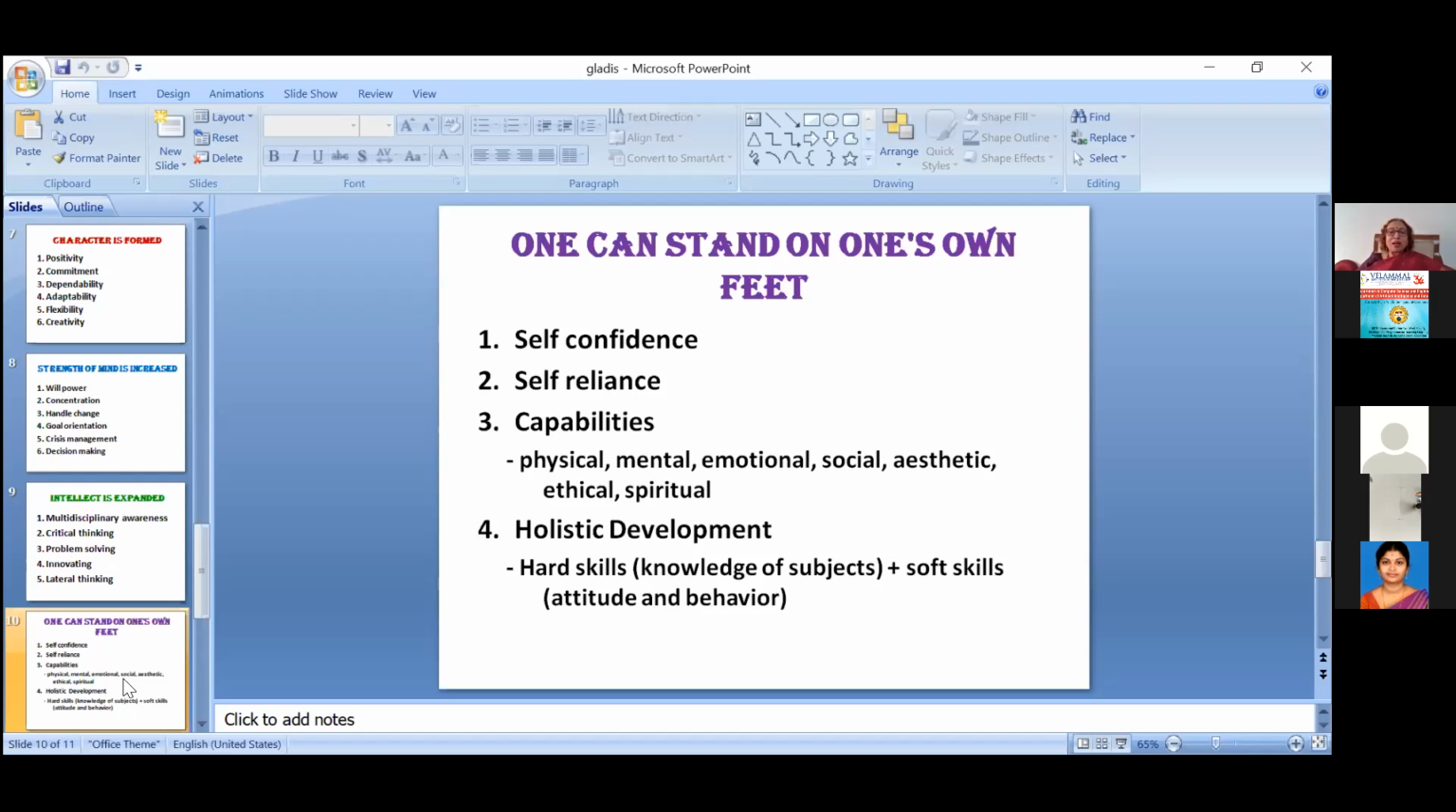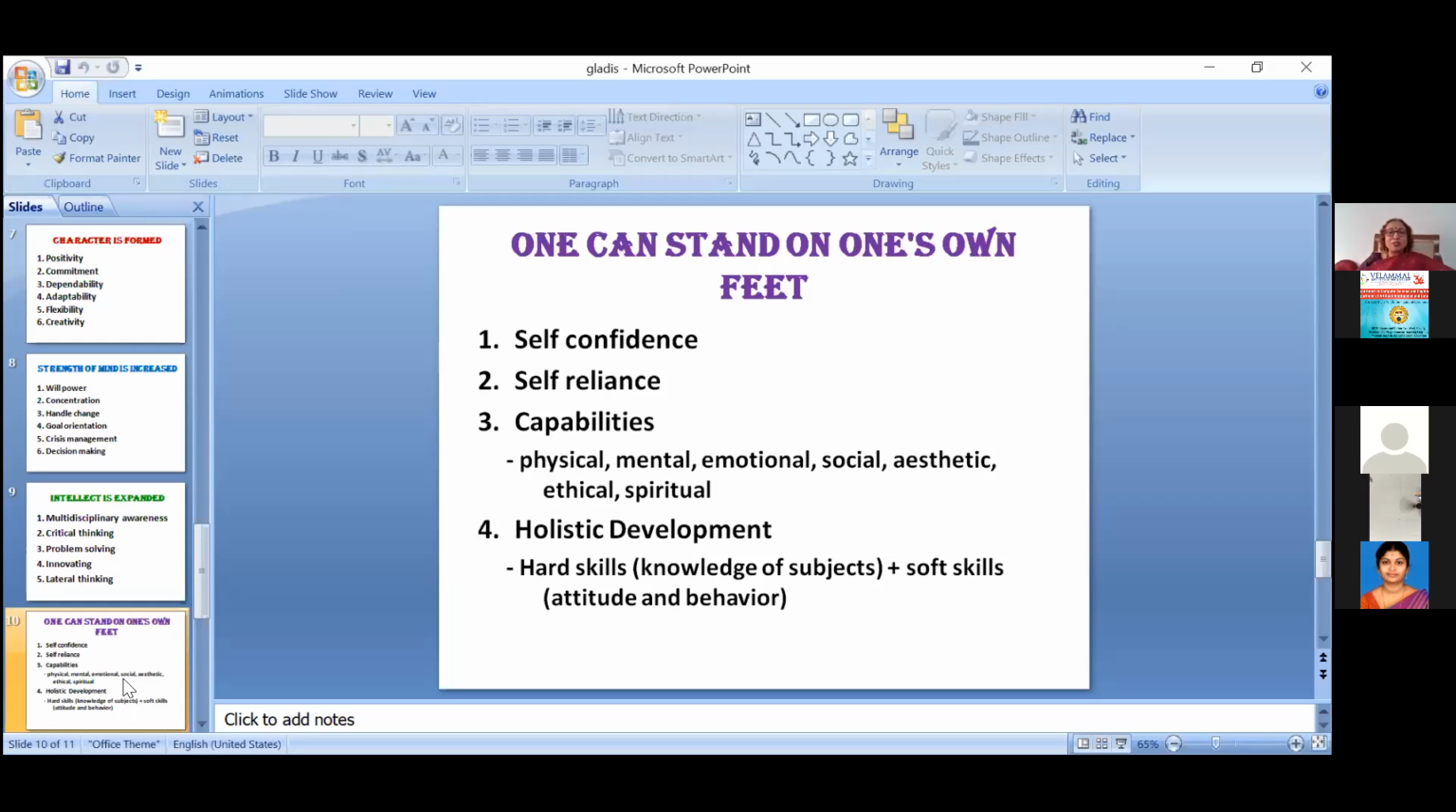Now we have come to the last slide I wanted to tell you. So one can stand on one's own feet. Education should be such that it can make us totally self-reliant. That is number two. That is why we keep saying entrepreneurship. Almost every child when I was teaching would say, I want a government job. I want a white collar job. I want a high officer's job.